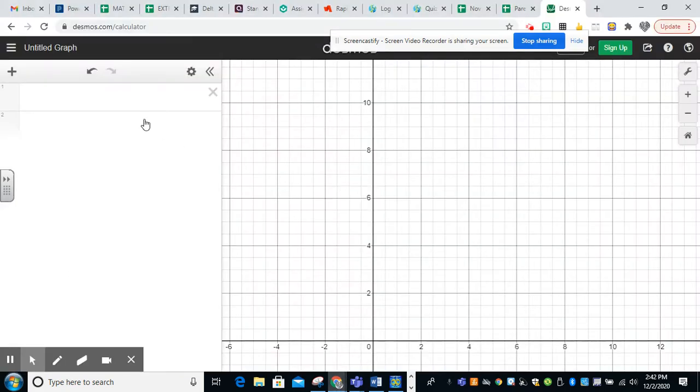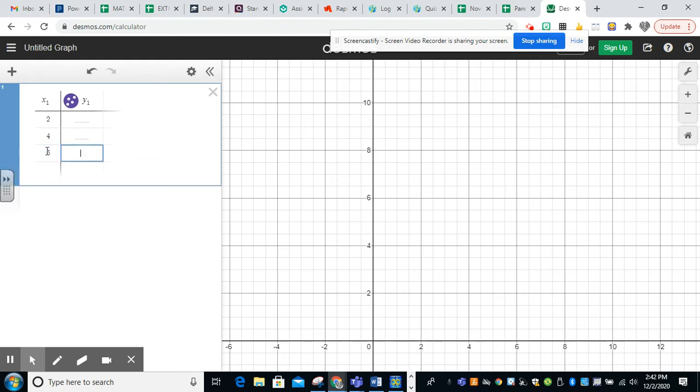So I'm going to go here. And if you click on the plus, you get to enter in a table. So I'm going to put in these values. It was 2, 4, 6. And then over here was $91 for 2 months, $147 for 4 months, and $203 for 6 months.